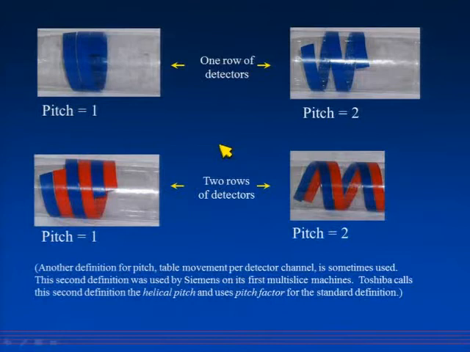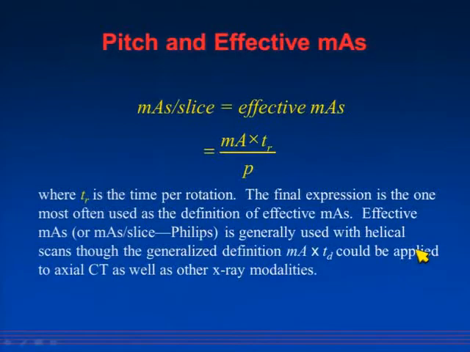They call one the helical pitch, and the other one the pitch factor. The pitch factor is what we normally call pitch. And the helical pitch, so often you'll get a helical pitch of like 20, 30, or 50, meaning that it's the table movement per slice. So it can be a very high number. Again, Toshiba uses both, and they distinguish between the two.